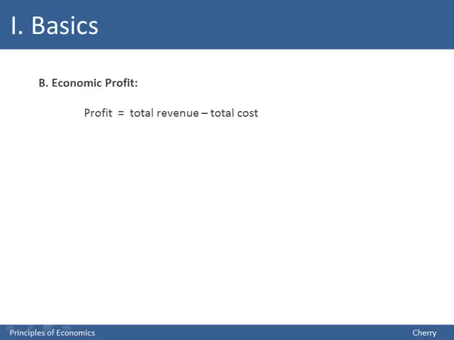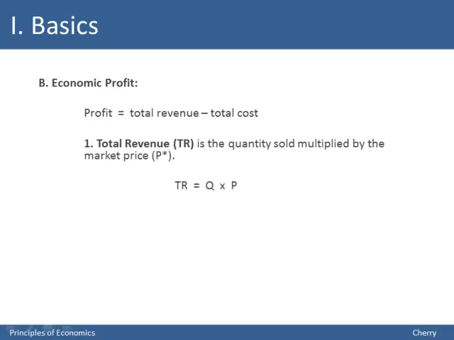So let's first look at economic profit. We know profit is total revenue minus total cost. So this could be more explicitly expressed by TR equals Q times P. The quantity sold times the market price.